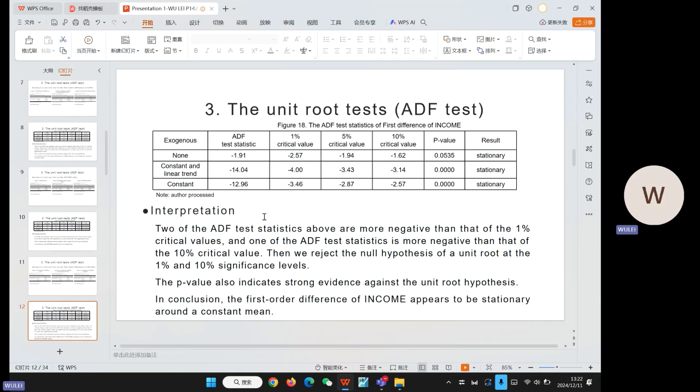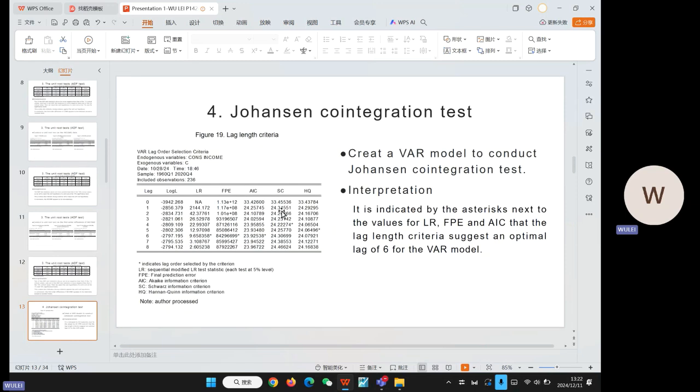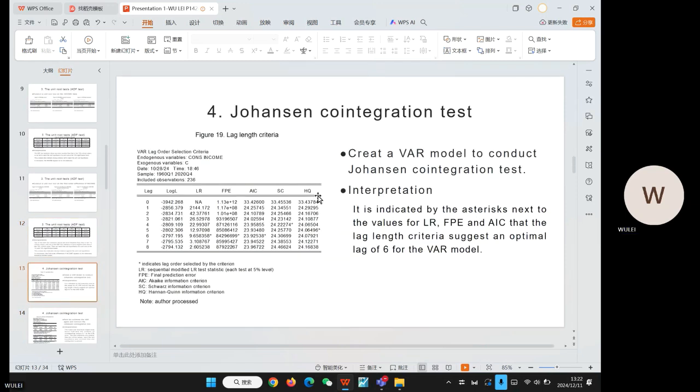Then we reject the null hypothesis of a unit root at the 1% and 10% significance levels. The p-value also indicates strong evidence against the unit root hypothesis. In conclusion, the first order difference of income appears to be stationary around a constant mean. So they are both I(1).